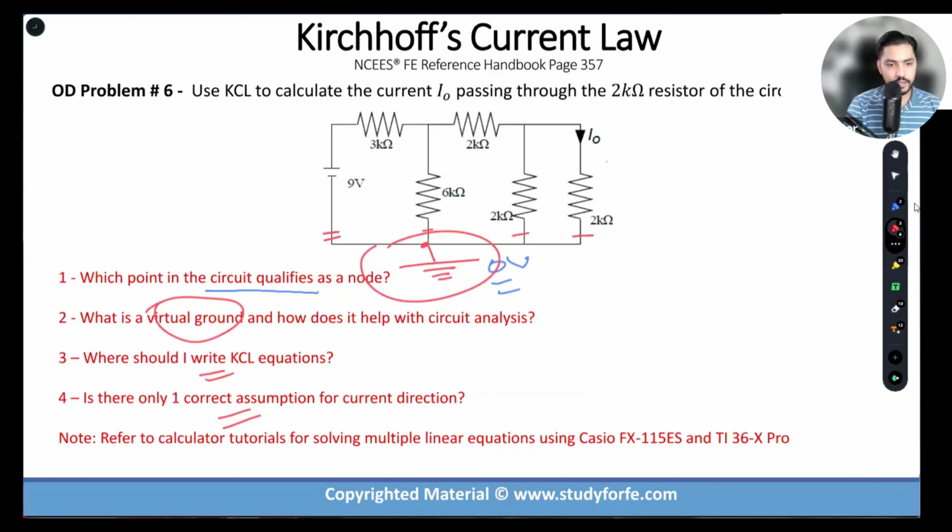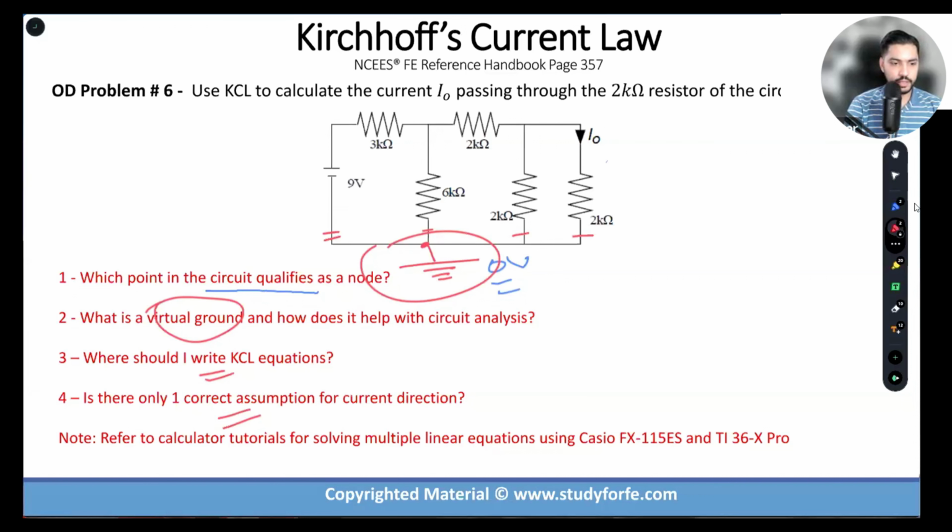And how do you handle it? So your magnitude of the current will still be correct. Okay? The sign will be opposite, and the sign is telling you that in reality, the current was flowing in the opposite direction.